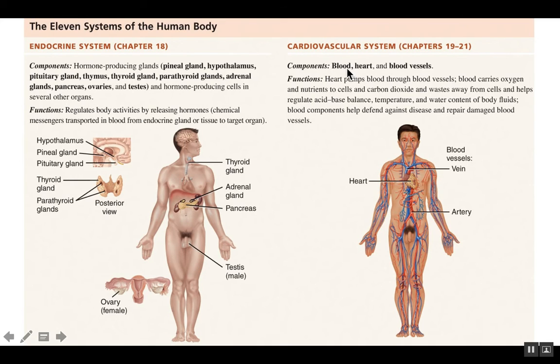Cardiovascular: blood, heart, and blood vessels. And the job of all these is to be able to distribute molecules throughout the body, whether it is oxygen and carbon dioxide or nutrients and waste. In order to get these molecules from one place to another, we need a bloodstream, and we need a pump to move that blood. Also involved in acid-base balance, temperature regulation, fluid levels. The cardiovascular system does quite a bit for us, but the number one job is transportation.